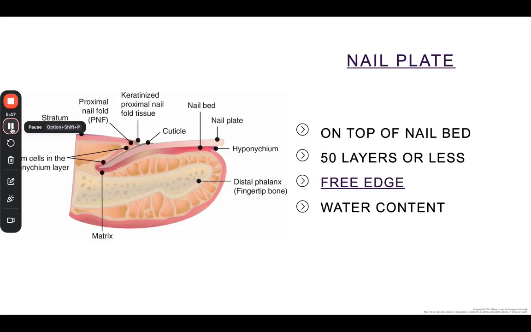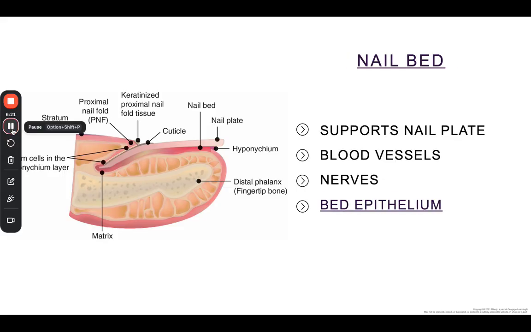The nail plate is relatively porous to water, which means that it can absorb moisture. The water content of the nail is related to the relative humidity of the surrounding environment. A healthy nail may look dry and hard, but has a water content of between 15 and 25%. You want to make sure that you note that. So the water content of the nail plate is about 15 to 25%.